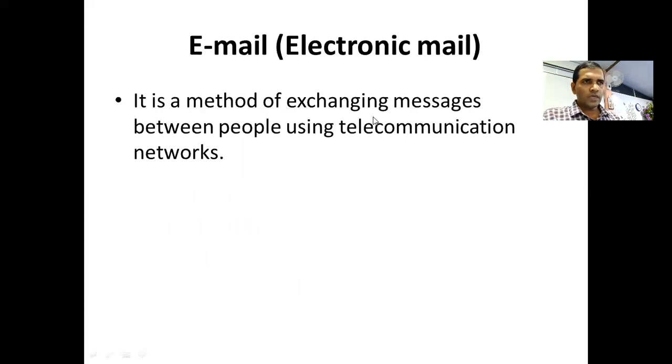So let's take the definition. Email is a method of exchanging messages between people using telecommunication networks. Here the phrase telecommunication networks refers to the internet. So remember this: because of the internet, email is possible. Imagine if the internet is not available, then how can you exchange information between people? You cannot. So it is because of the internet that email is one of the services of the internet.